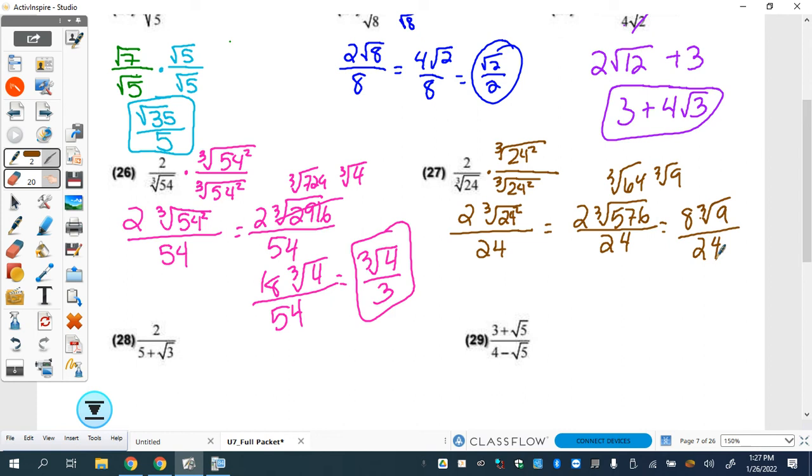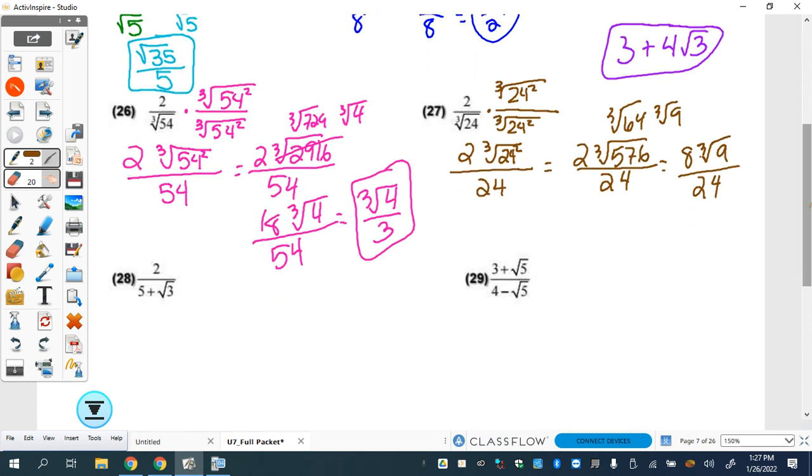Can we reduce 8 and 24? We sure can. Now don't let that mess with your head, because so many times people see the 3 from the radical and the 9, they're like, you can divide 9 by 3. But you got to remember that means cube root. 9 is not a perfect cube.